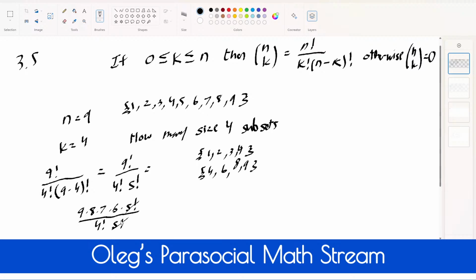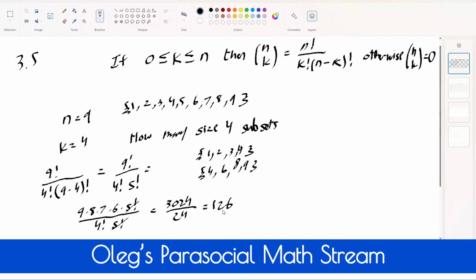All right, so that's 3024 over 4 factorial. So that's over 24, which comes out to 126. All right, yes, okay. Good.